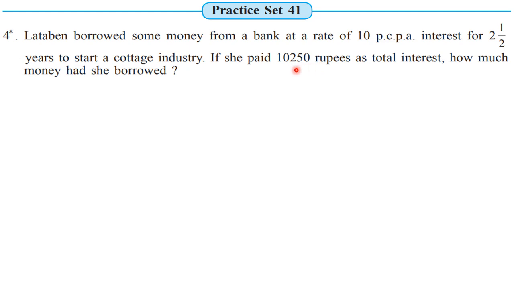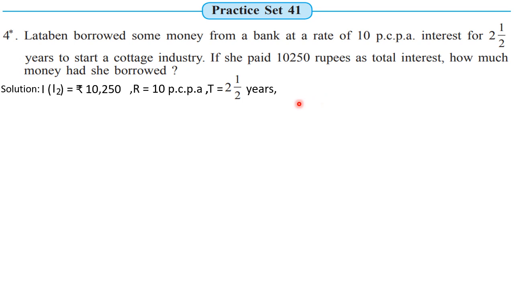Okay, so first, students, as we can see, the interest I2 is given, that is 10,250. Then the rate of interest is given, that is 10 PCPA. Time is given, that is 2.5 years. So we have to find what? We have to find how much money she borrowed. So that is P2 is equal to question mark.